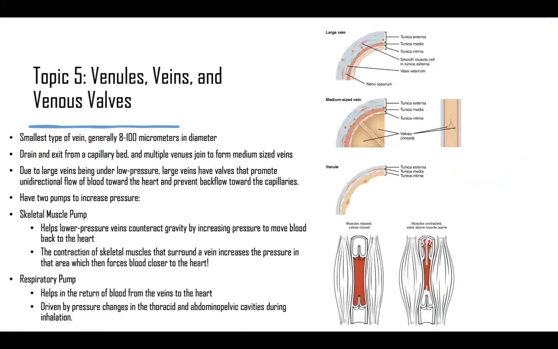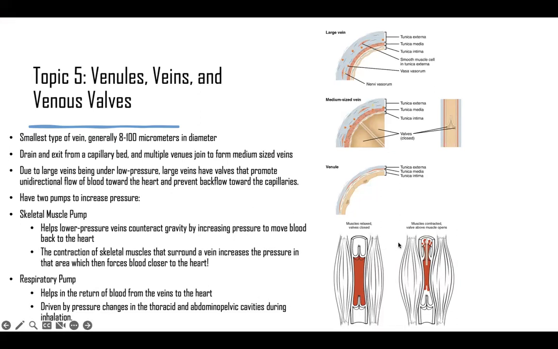Now we're going to be moving on to topic 5, which talks about venules, veins, and venous valves. Now, venules are the smallest type of vein, and they are normally 8 to 100 micrometers in diameter. They drain and exit from a capillary bed, and multiple venules join to form medium-sized veins, which is this image right here. And here's the image of a venule.